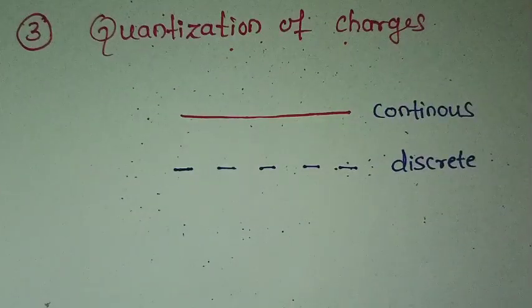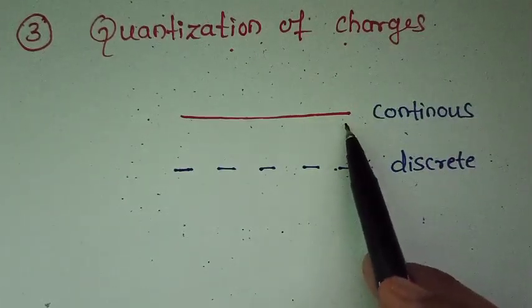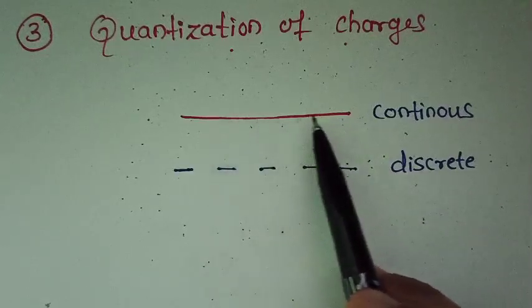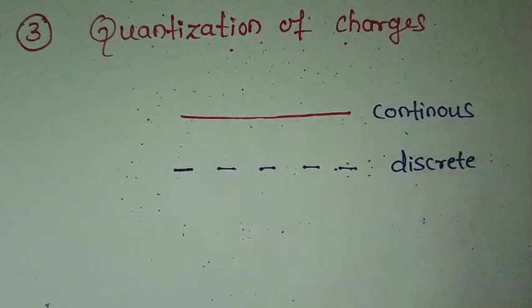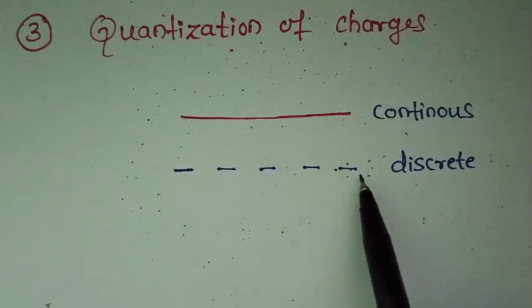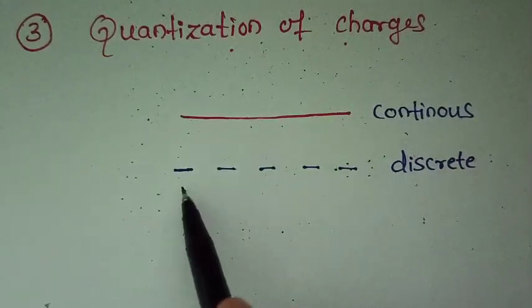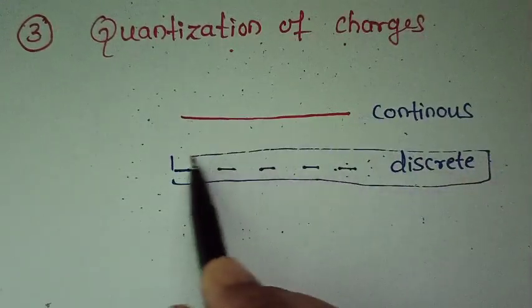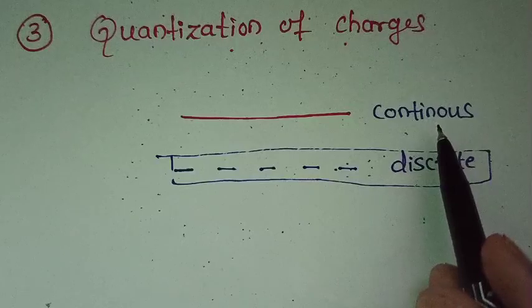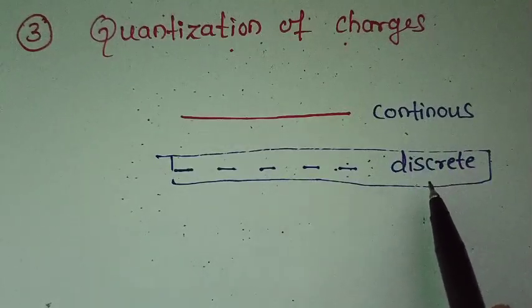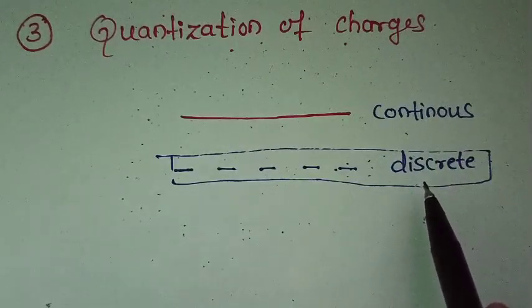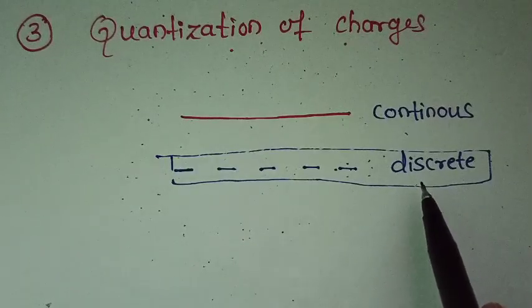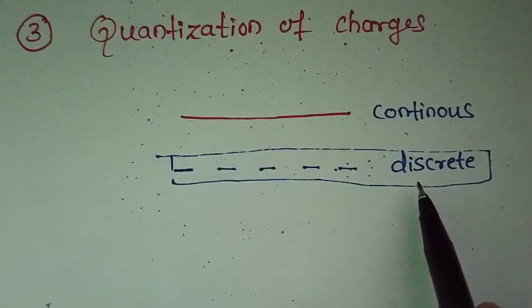Now we'll see the third property, quantization of charges. Here you can see a line I have drawn. This line is a continuous line, and the dotted line I have drawn here is discrete. Your charges belong to this category. Charges are not continuous, instead they are discrete, meaning we can count them as 1, 2, 3, and we cannot count them as 1.5 or 1.25. So it is an integral multiple of charges.